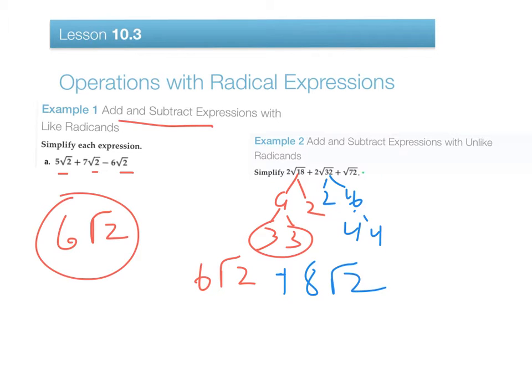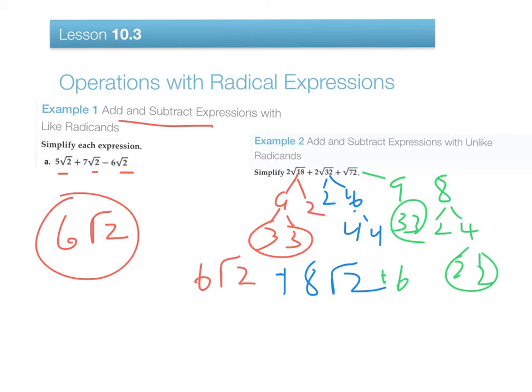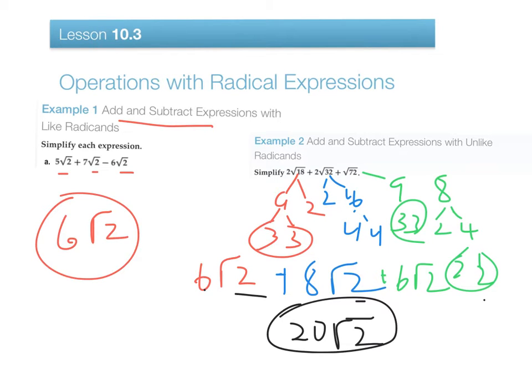And then the 72 has a 9 and an 8, which is 3 and 3, and a 4 and a 2, 2 and a 2. So we have our 2's and 3's come out. So that'll be 6 radical 2. And once you simplify them, notice how all the radicals are the same now. So that's part of our answer, and then all we do is add the numbers. 6 plus 8 plus 6 happens to be 20. And so our answer is 20 radical 2.